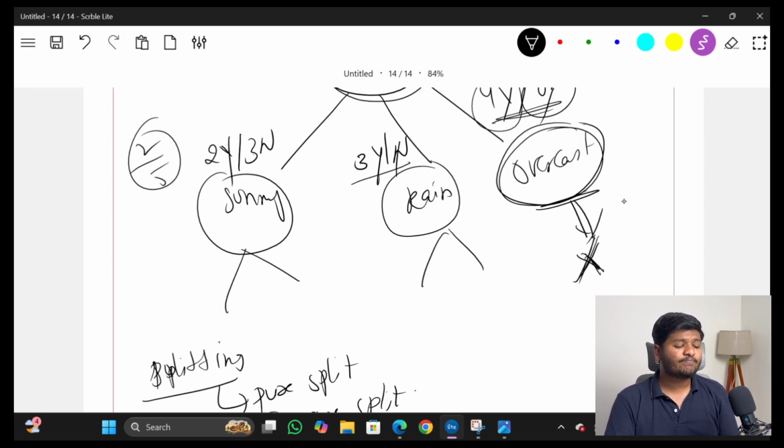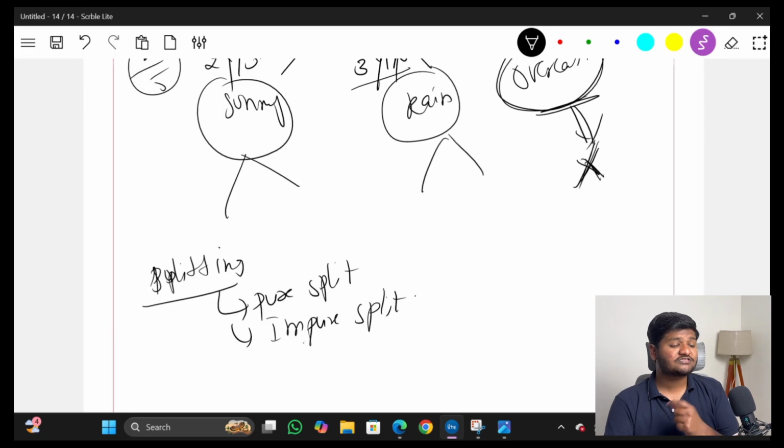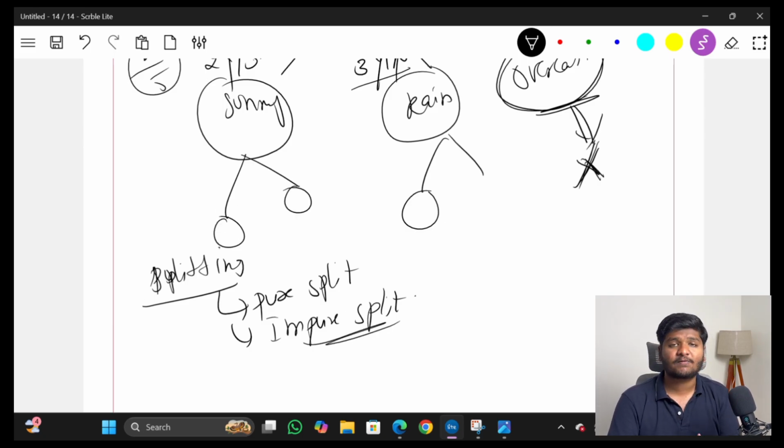Now what is impure split? Impure split means, see here, we have further subdivisions, further subnodes, a subtree. For that purpose we call it an impure split.